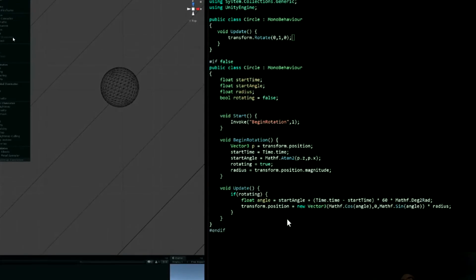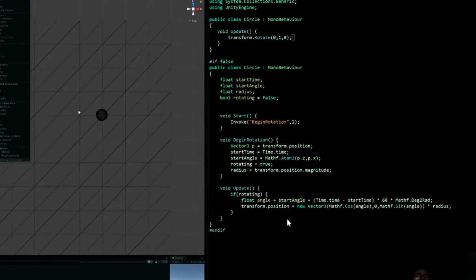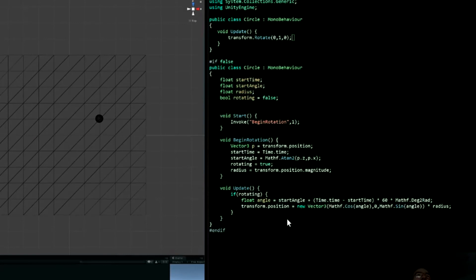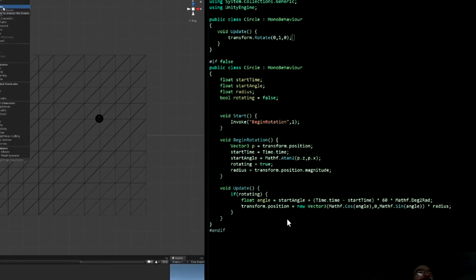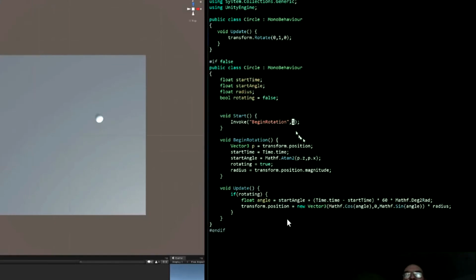No, wait a minute. That's rotating. Yeah, you can see a little sparkling there. It's actually rotating the ball. Oh, yeah. Okay. We didn't want to rotate the ball. What we wanted to do was rotate it around the center point.